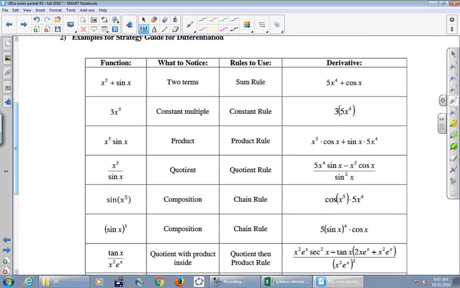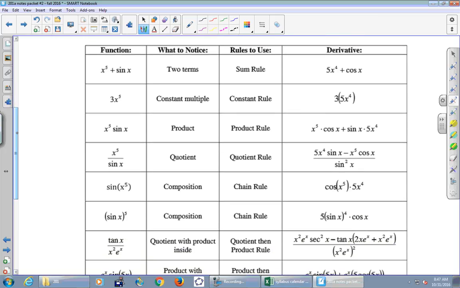Okay, so number 2 is a big old chart. This is the examples for the strategy guide for differentiation. So for example, x to the 5th plus sine of x, what do we notice first? It's a sum rule, right? That is two things added together, so we just do them completely separately. 3x to the 5th, what do we notice? It's a constant multiple, 3 times. So that 3 stays when you take a derivative, just waits until you've done your derivative and then you multiply by 3 at the end.